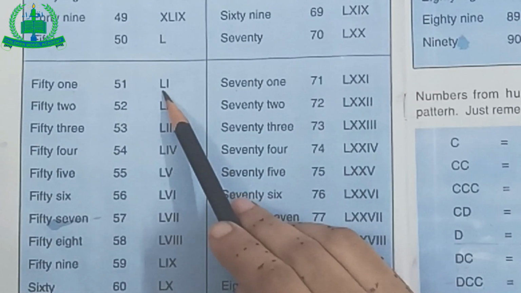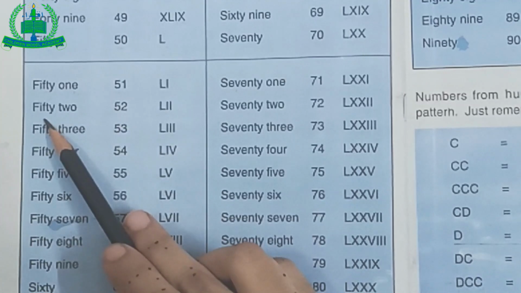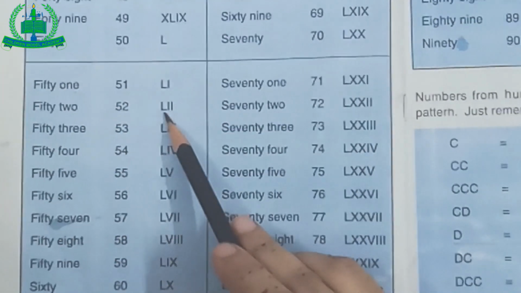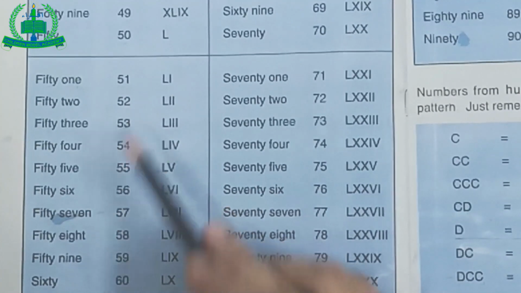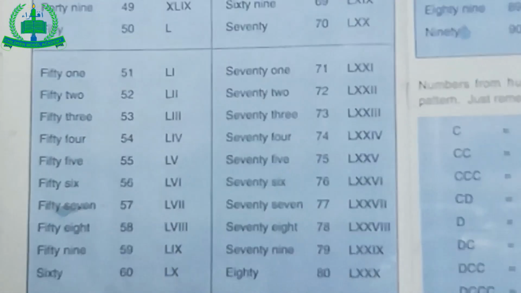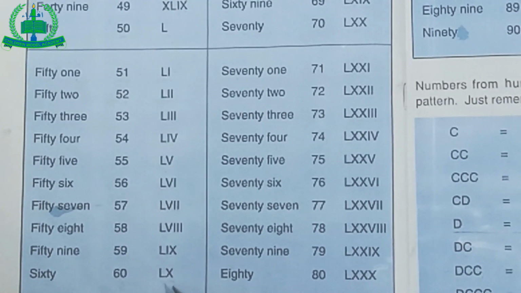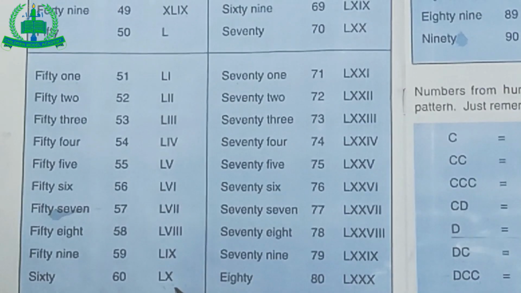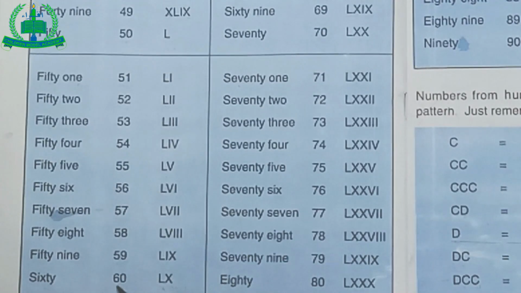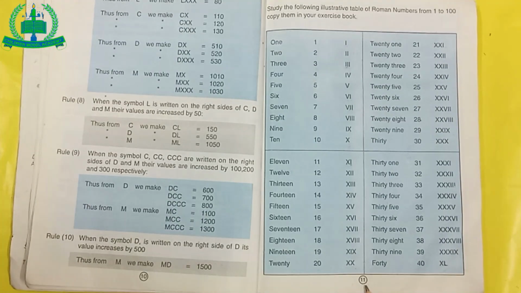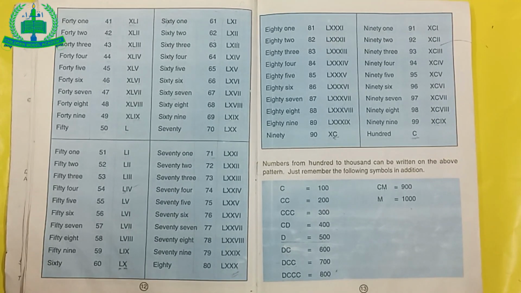51, LI. L means 50, I means 1. 51. 52, LII. L means 50, II means 2. 52. 60, LX. Write X on the right hand side, it increases its value. 50 plus 10, 60. Now students, read page number 11, 12 and 13 carefully.